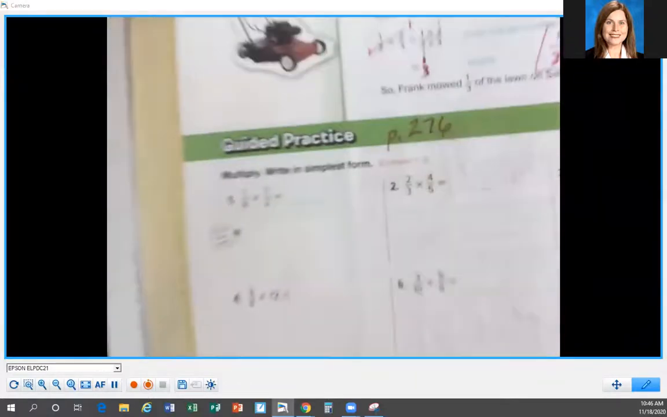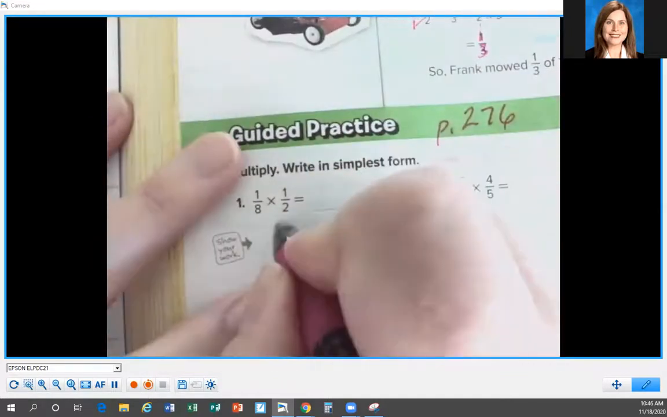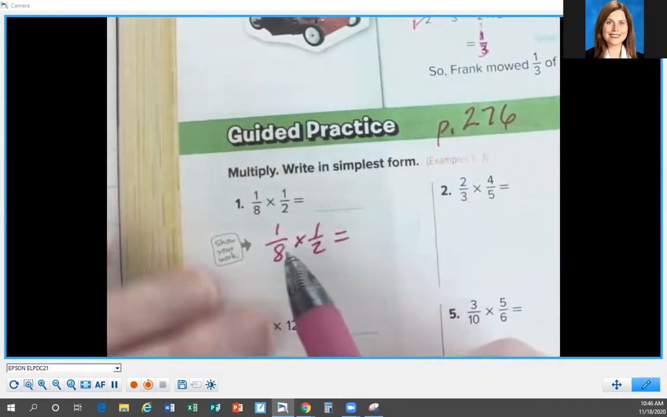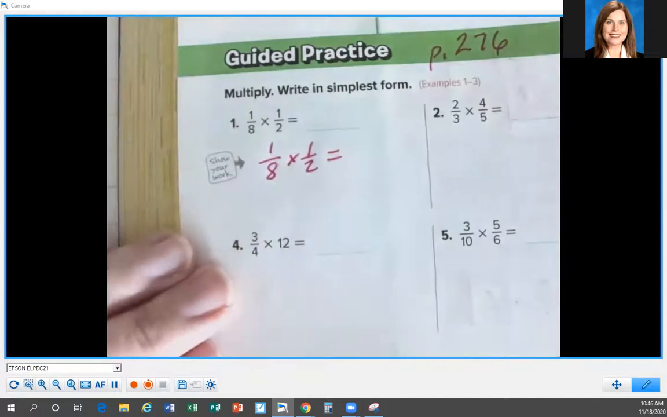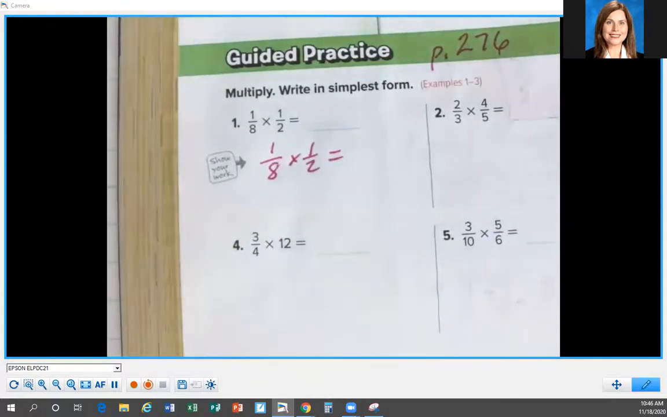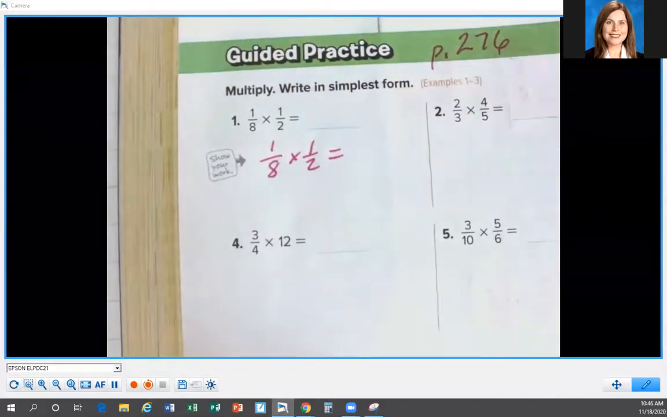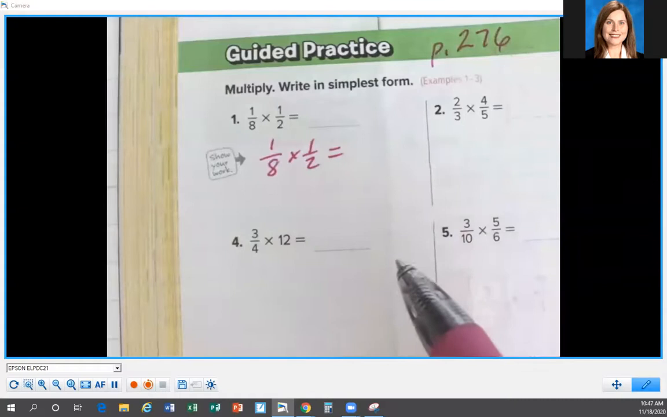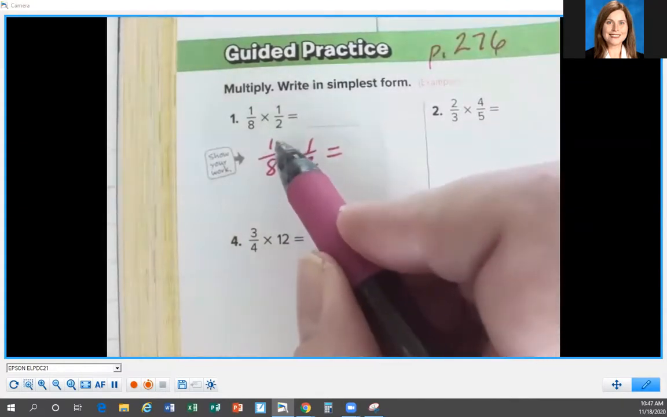So we are going to go ahead and do our multiplication. We first check for cross cancellation. We're looking for any common factors. 8 and 1 do not have any common factors, so we cannot cross cancel there. 1 and 2 do not have any common factors, so we cannot cross cancel there. So first check to see if you can cross cancel, which makes your final answer more simplified. In this problem, we cannot.